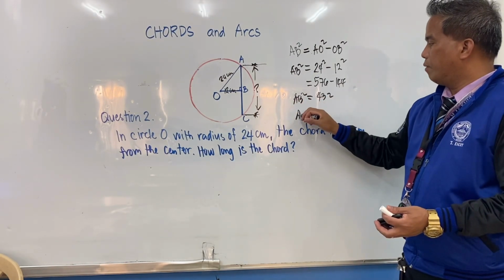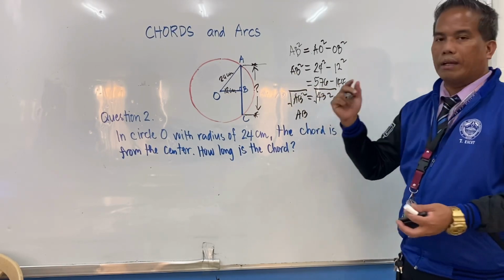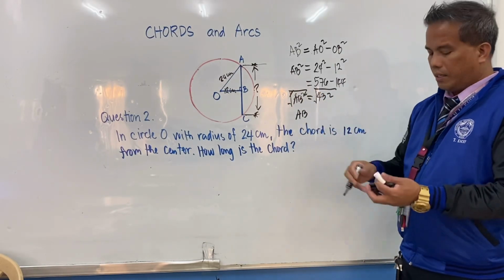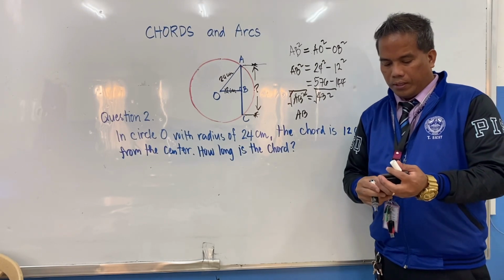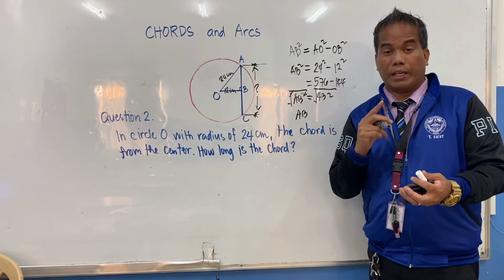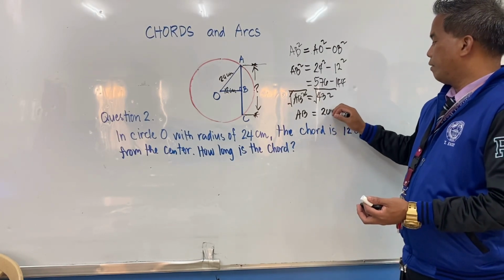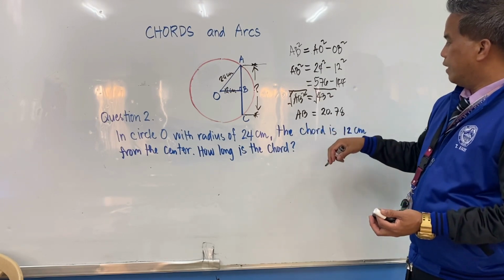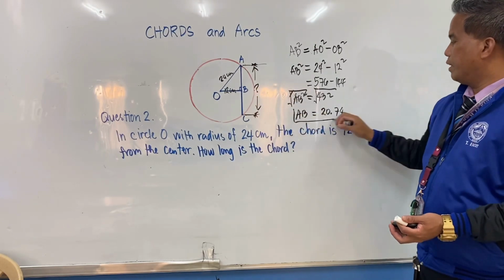To find the value of AB, we just simply apply the square root property, squaring both sides of the equation. So cancel this. We have now the square root of 432 is equal to 20.78 approximately. Then this is the value of AB.